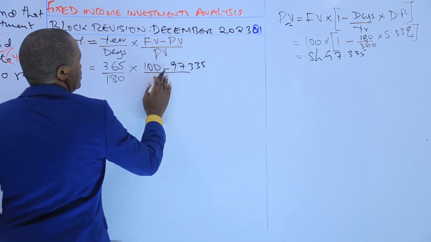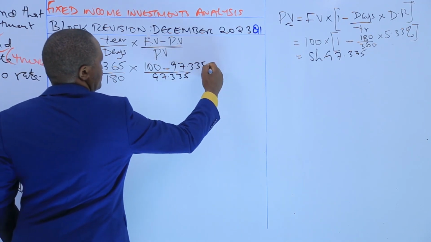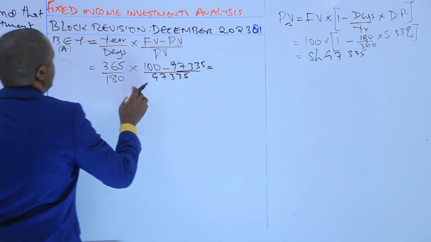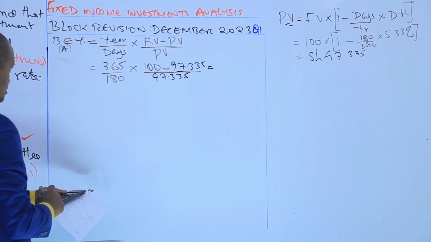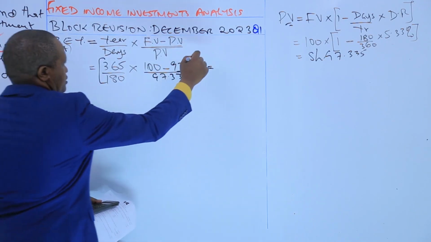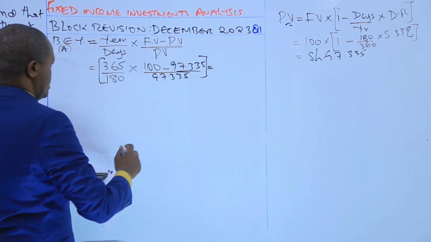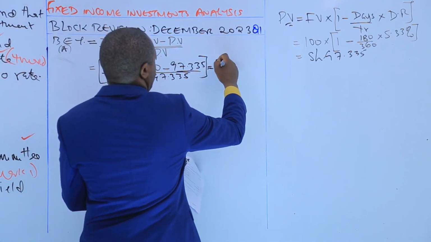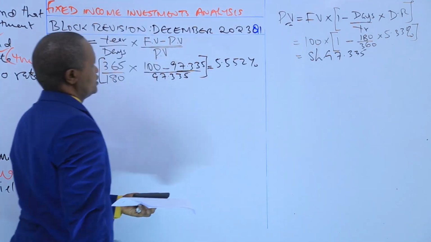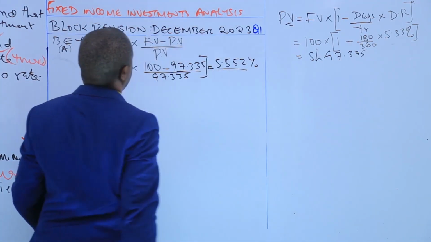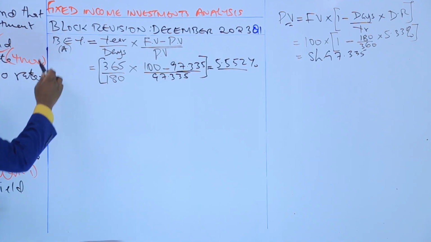97.335 over 97.335. This is going to be the bond equivalent yield. So we multiply this by that. 5.552%. So 5.552% is the bond equivalent yield for instrument A.